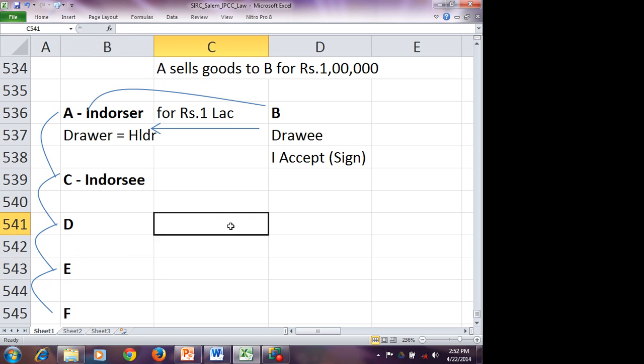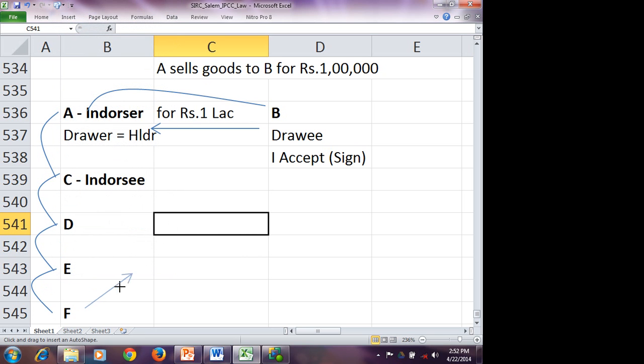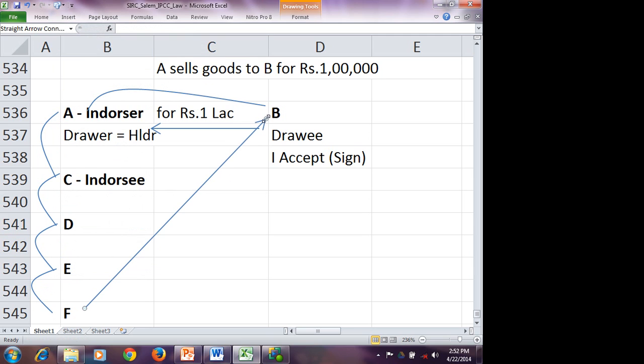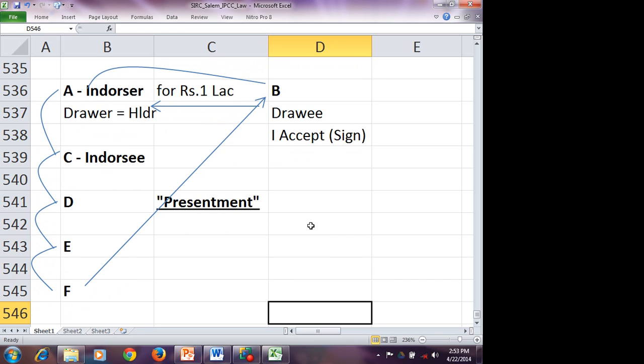Now what will happen on the maturity date? F goes to B. This is called presentment for payment. F goes to B and makes the presentment. What does B have to do? Does B know F? No. He just goes with the bill. So what can B do? He can say, who are you?